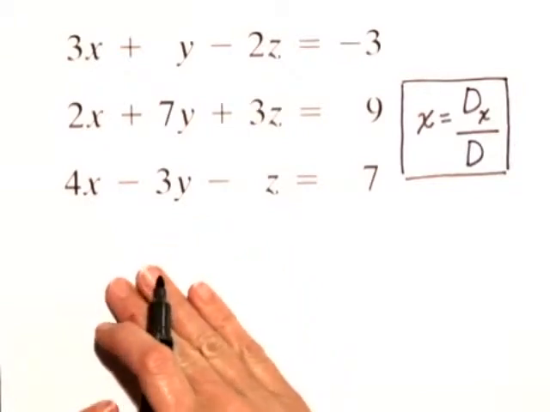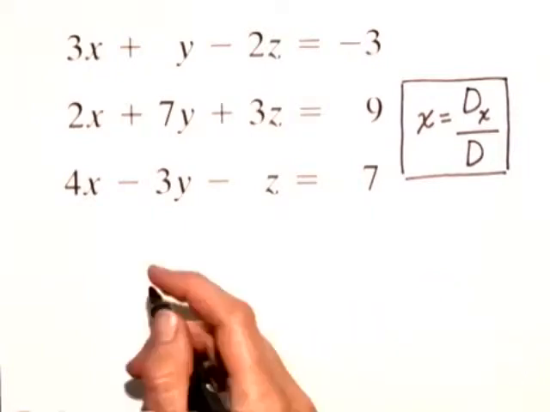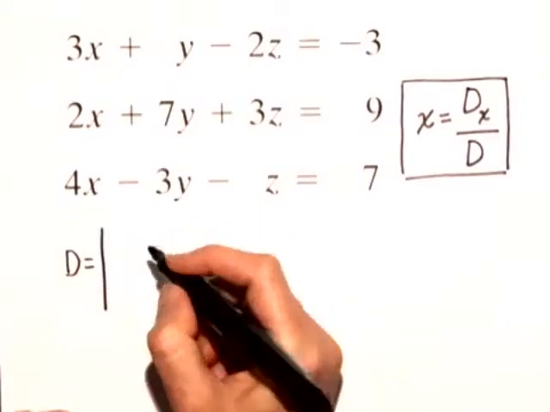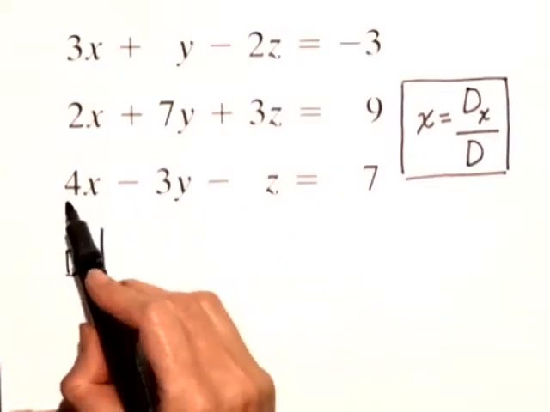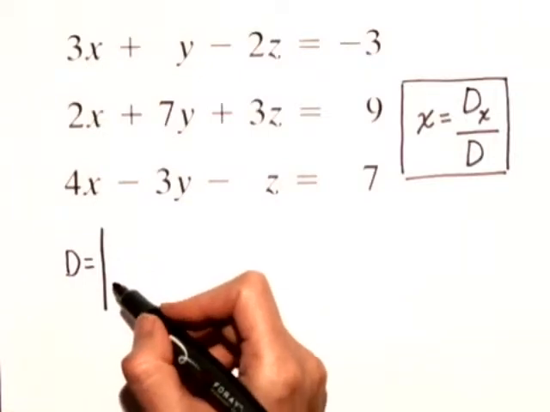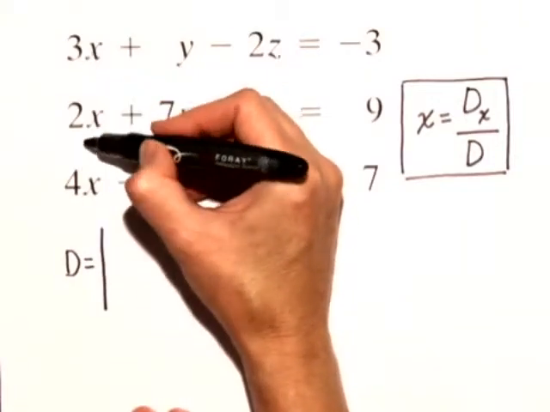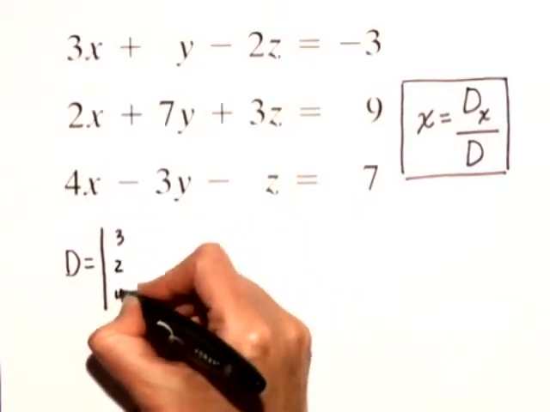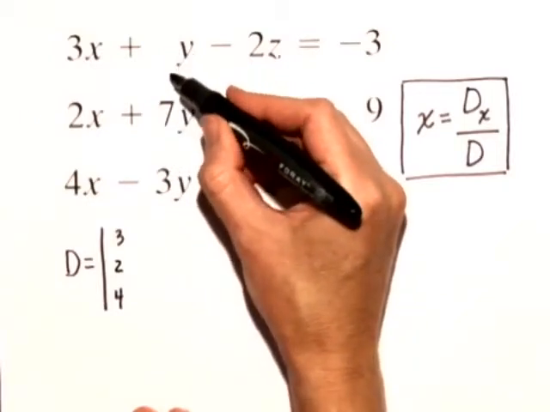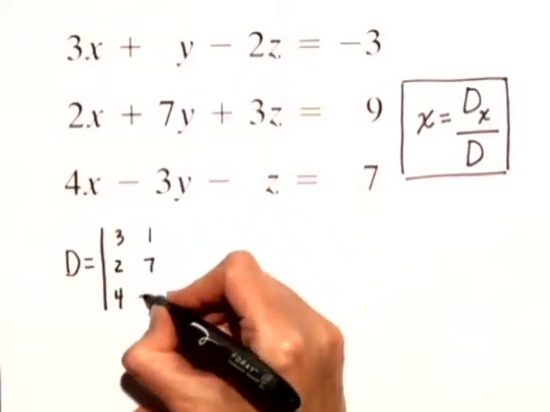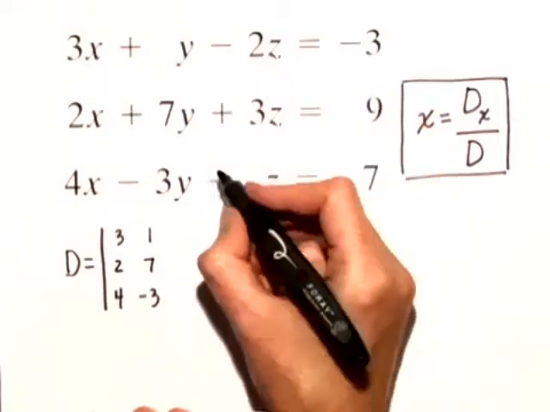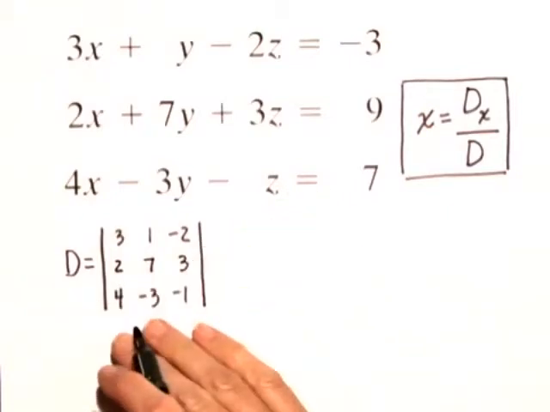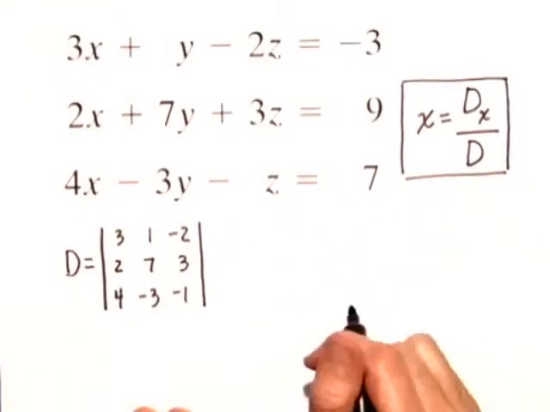But we need to know what is d sub x and what is d. So first, let's start by writing the determinant d. d is just the coefficient determinant. We take all the coefficients on the left-hand side and write them in our determinant. So starting with the first column, the coefficients on x are 3, 2, and 4. Going down the next column, the y coefficients are 1, 7, and negative 3, and the z coefficients are negative 2, 3, and negative 1. That will result in the denominator of our answer.